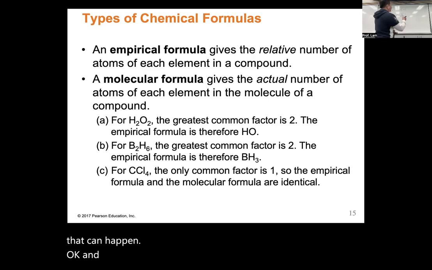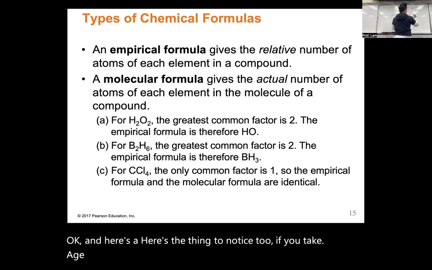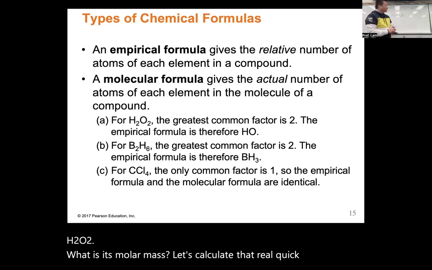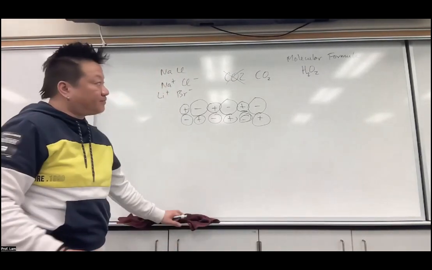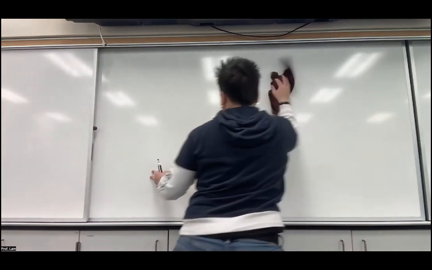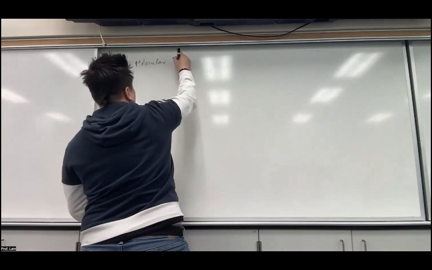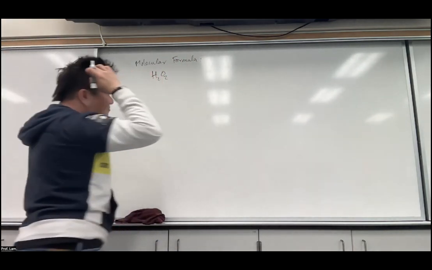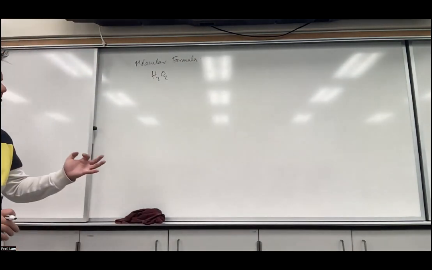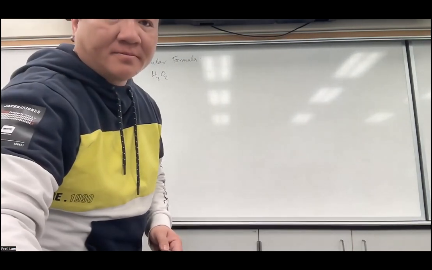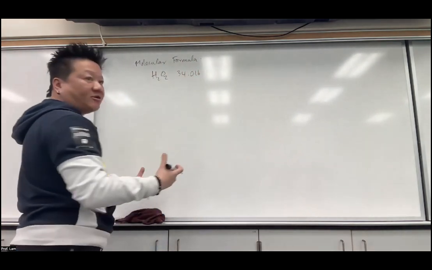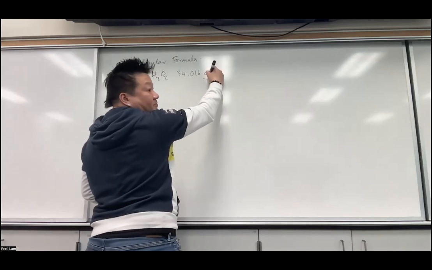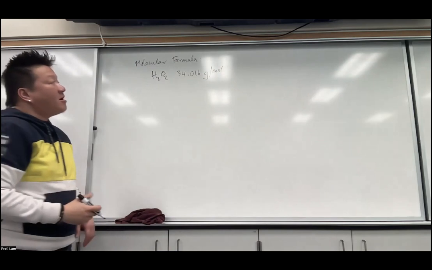Okay. And here's a thing to notice too. If you take H2O2, what is its molar mass? Let's calculate that real quick, everybody. Let's stop share here so you guys can see the board. What is the molar mass of this one? Yep, quickly calculate it. It's going to be like 16 times 2, right? 34.016. And what's the unit for molar mass, everybody? Grams per mole. Okay, so what is the empirical formula now?